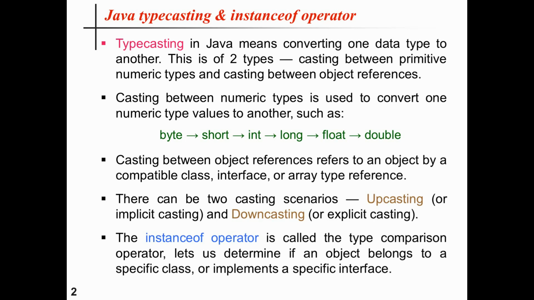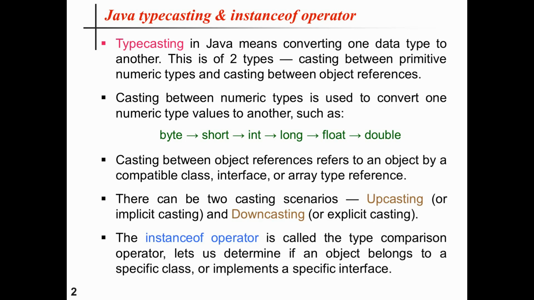Now comes the instanceof operator, which is also called the type comparison operator. It helps us determine if an object belongs to a specific class or implements a specific interface. An interface is basically a special kind of class which has final fields and abstract methods. It will be discussed later, whenever I discuss interfaces in detail.